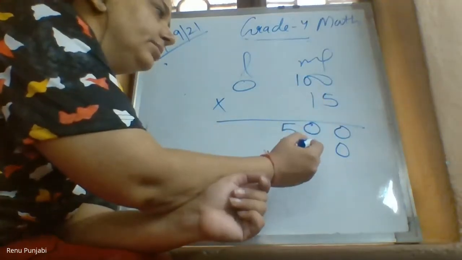5 multiplied by 0 is 0. 5 multiplied by 0 is again 0. And 5 multiplied by 1 is equal to 5. And 5 multiplied by 0 is 0, in the liter it will come 0. Then 1 zeros are 0. 1 multiplied by 0 is equal to 0. And 1 ones are 1. So we have to add these two, and the answer will become 1 liter 500 milliliter. Very good.